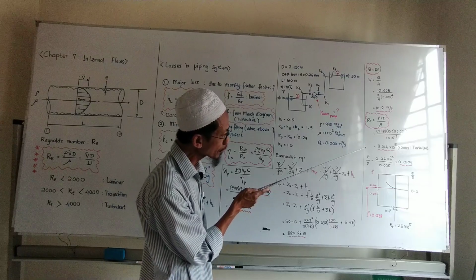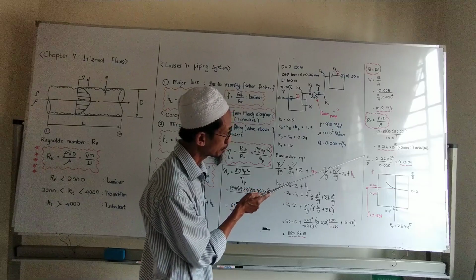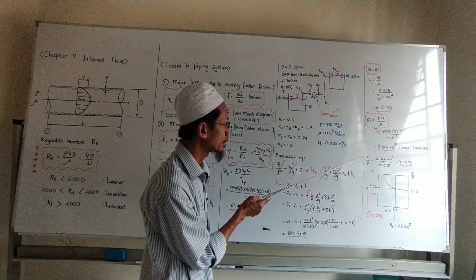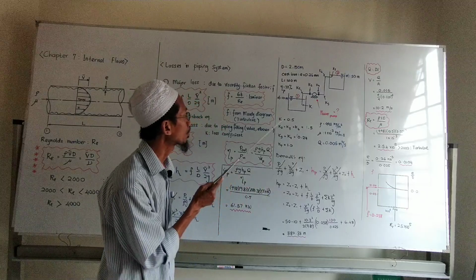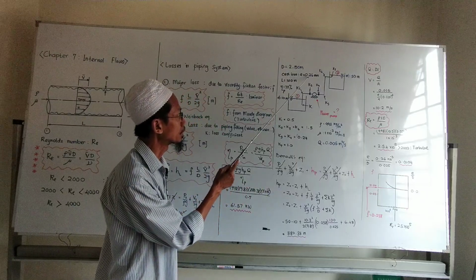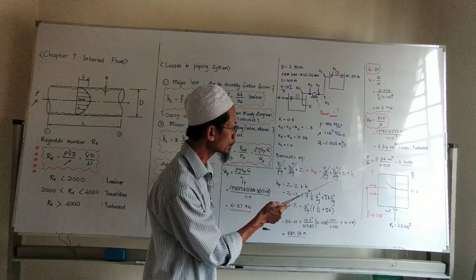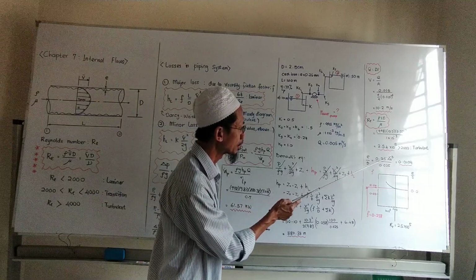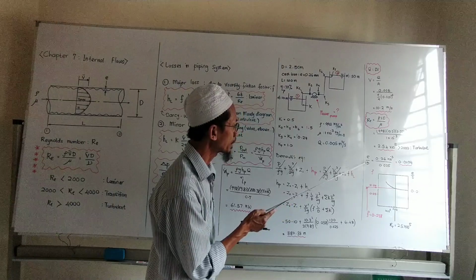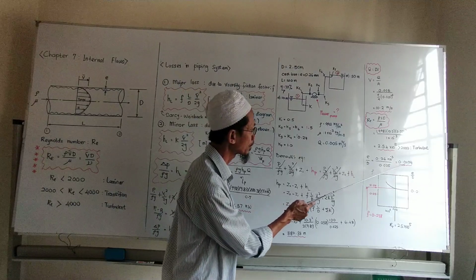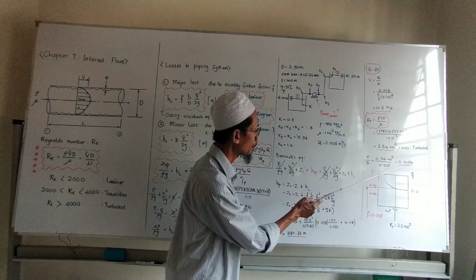First, we determine the e per D, or relative roughness. Because the pipe is made of cast iron, e is 0.26 millimeter, so 0.26 times 10 exponent minus 3, over the diameter of the pipe, 0.025. So we get 0.0104.